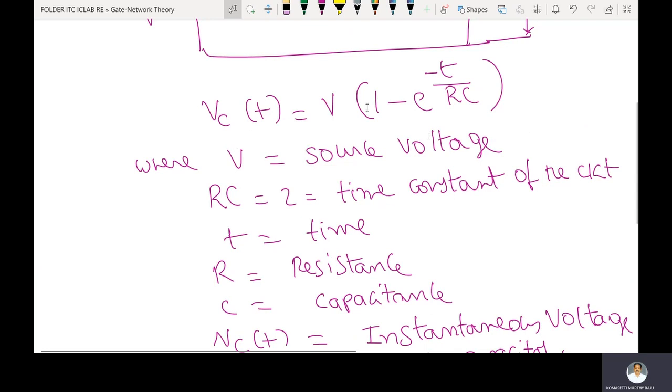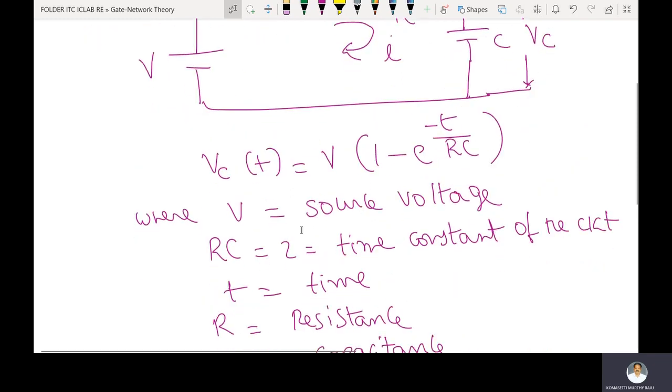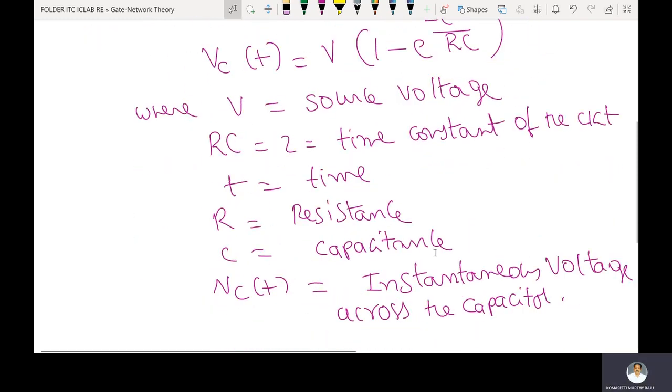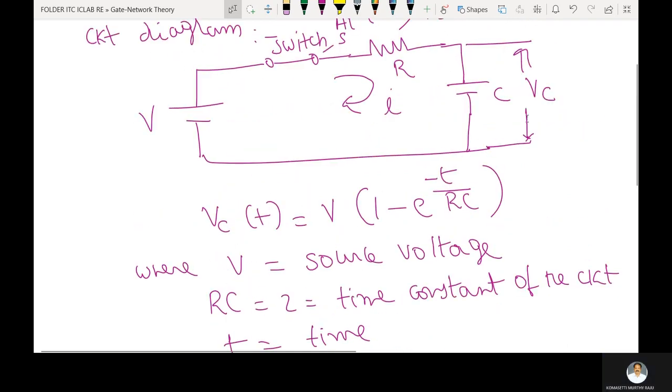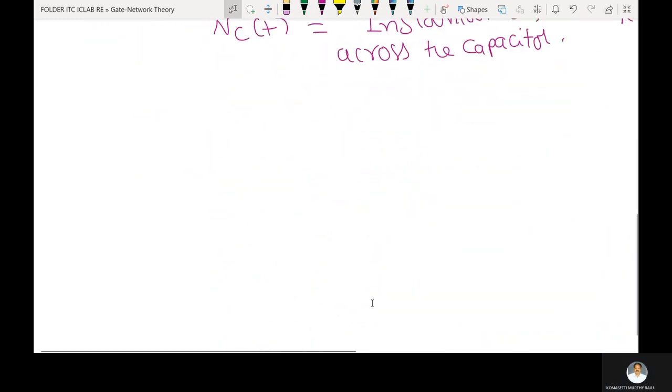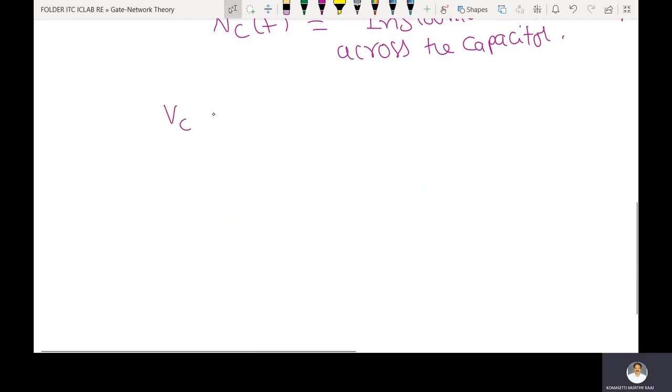Vc of t is equal to V into 1 minus e power minus t by RC. The product of R into C is called the time constant of the above circuit. V is the source voltage, R is resistance, C is capacitance. Vc of t is the instantaneous voltage across the capacitor, and that voltage changes with respect to time.